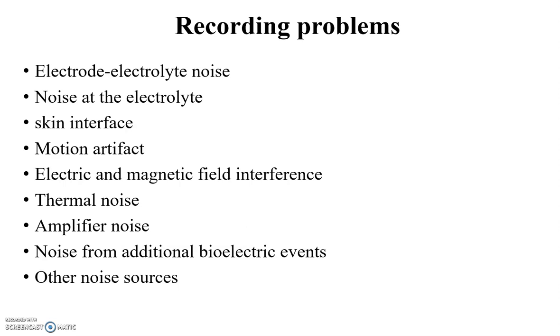Electrolyte noise, noise at the electrodes, skin interference, motion artifacts, electrical and magnetic field interference, thermal noise, amplifier noise, noise from additional bioelectric events, and other noise sources. These are some of the recording problems that arise when we measure biopotential by using electrodes.